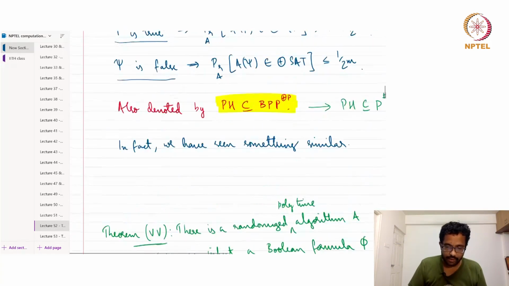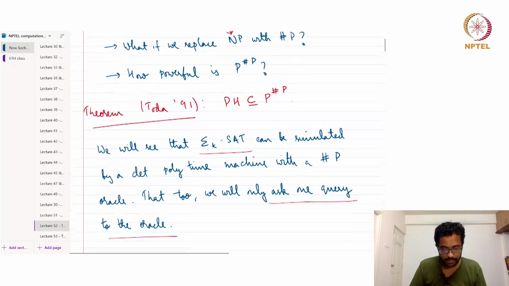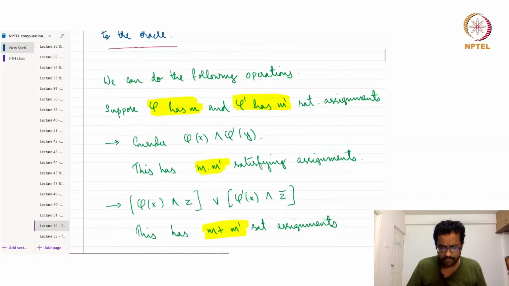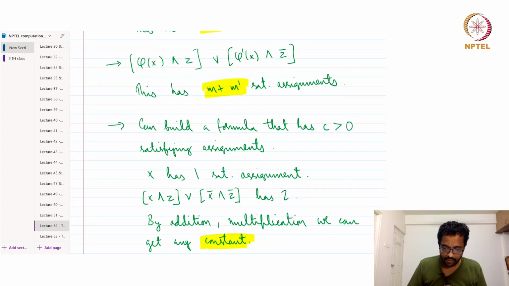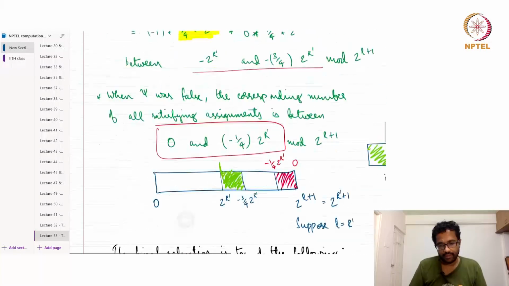Lectures 52 and 53 were Toda's theorem, which was perhaps even more involved, and perhaps one of the most involved theorems that we'll see in this entire course. It showed that a language in the polynomial hierarchy can be simulated by a deterministic polynomial time Turing machine with just one query to the Sharpe oracle. And 53 was a continuation of the same.